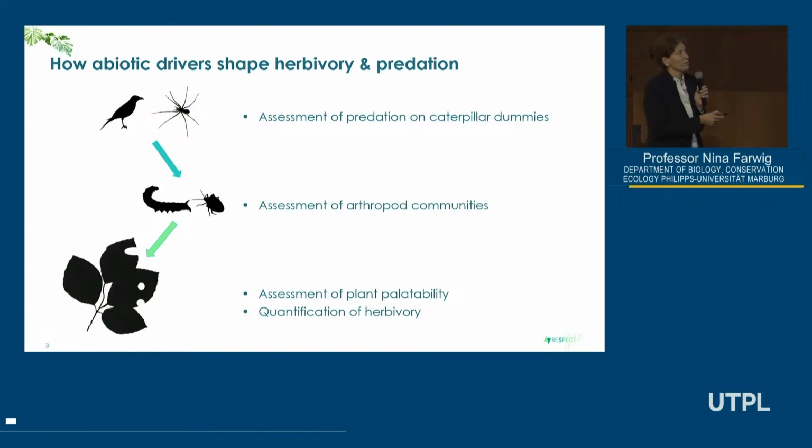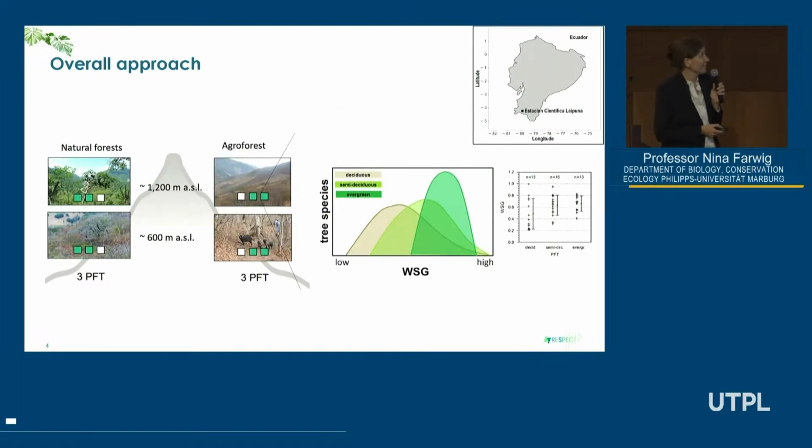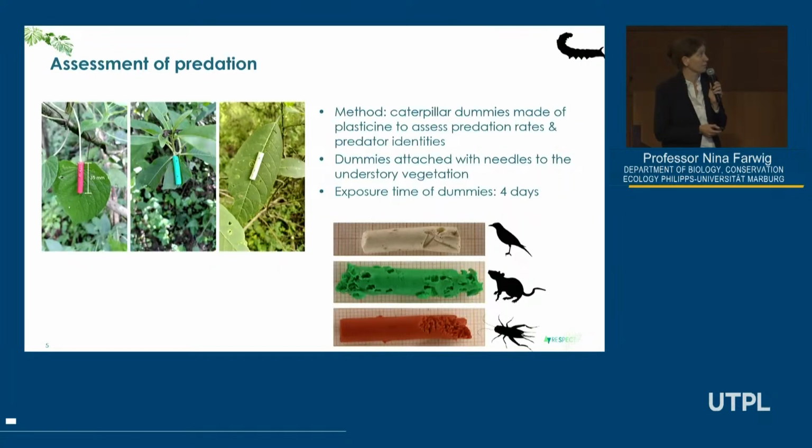And also, of course, there are a lot of arthropods that are predators, but we also consider vertebrates in the predation experiments. As you've seen on this slide before, we work, as Leah has just mentioned, both in the natural forest and in the agroforest, both at 600 meters above sea level and at 1,200 meters. And we use the same tree species, selected by Jürgen, to conduct particularly the palatability experiments and also to assess herbivory.